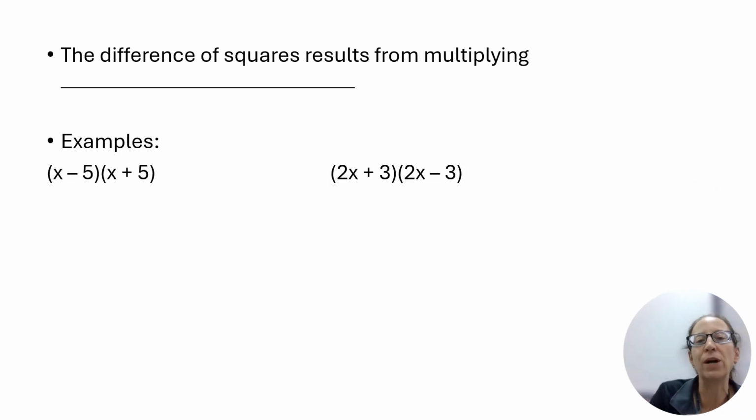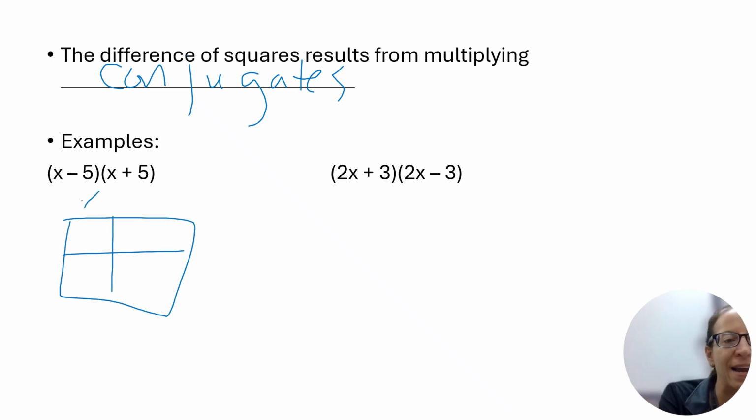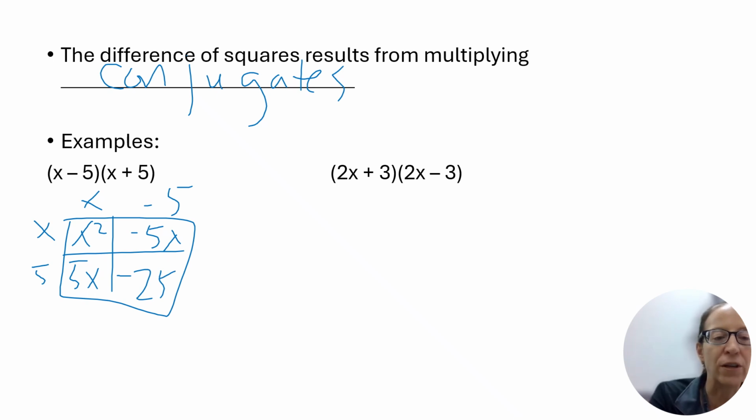All right, now the difference of squares results from multiplying conjugates. And we looked at this earlier. We said conjugates are very, very special. And I've got a couple pairs there of conjugates. So we have x minus 5 and x plus 5. And when we multiply x minus 5 and x plus 5, we get x times x is x squared. Then we get negative 5x with the negative and positive 5x with a positive. And then we get the minus 25. So you can kind of see where the squares come from. They come from the x squared and the 25. There's your subtraction.